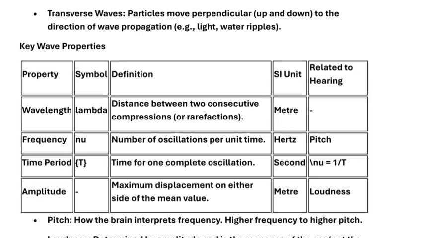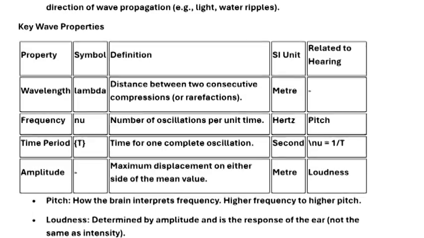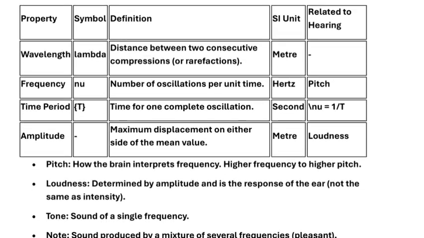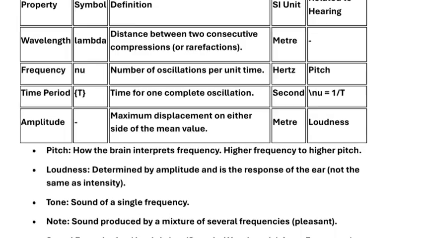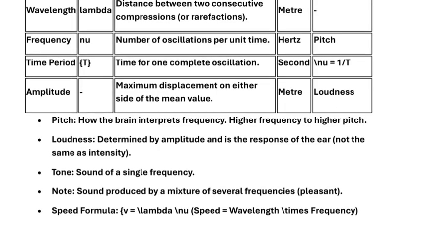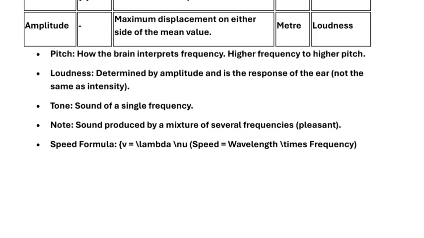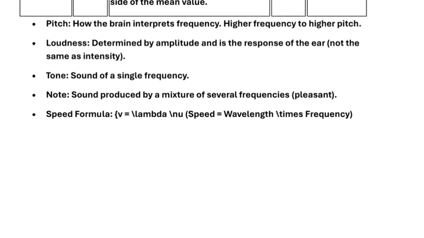water ripples. Key wave properties, with symbol, definition, and SI unit. Wavelength, lambda, in meters: the distance between two consecutive compressions or rarefactions. Frequency, nu: the number of oscillations per unit time, in hertz. Time period, T: the time for one complete oscillation, in seconds; nu = 1/T. Amplitude: the maximum displacement on either side of the mean value, in meters. Pitch, loudness.